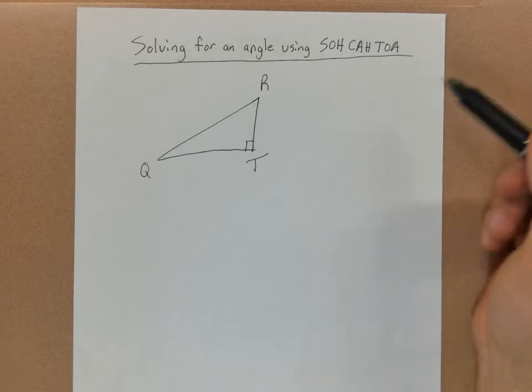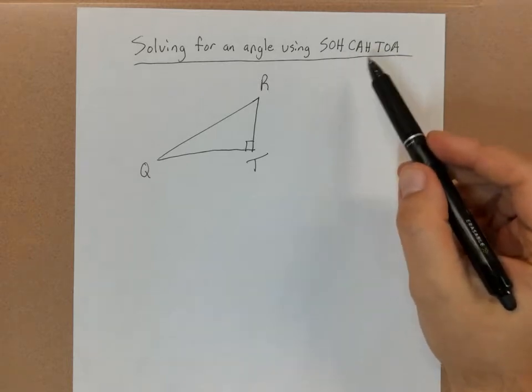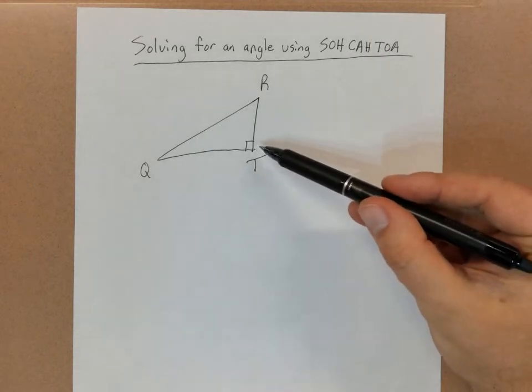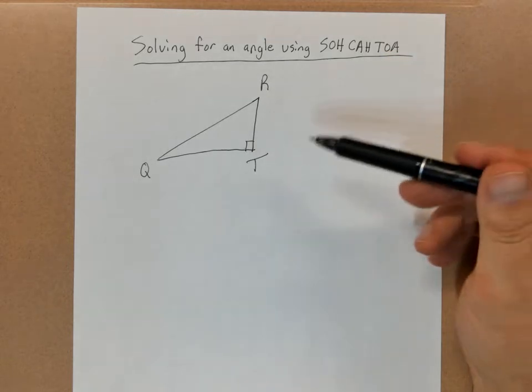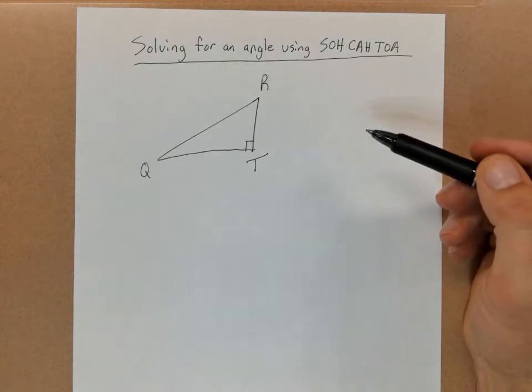So, just as a polite reminder, remember that every time you're going to use SOHCAHTOA, you need to make sure that you have a right triangle. If you do not have a right triangle, you're not able to use SOHCAHTOA. Then you're going to have to use either law of sines or law of cosines.